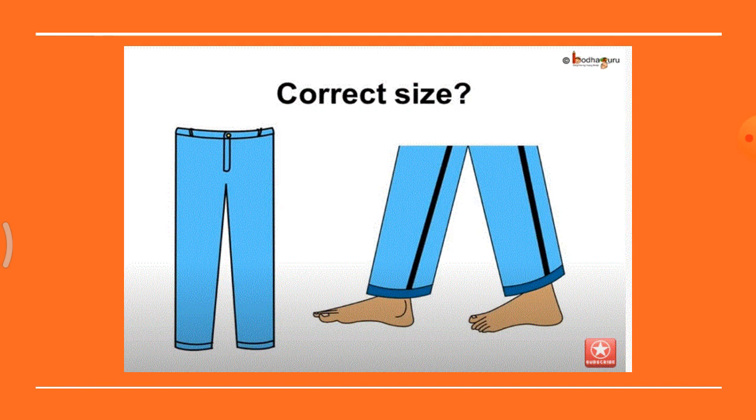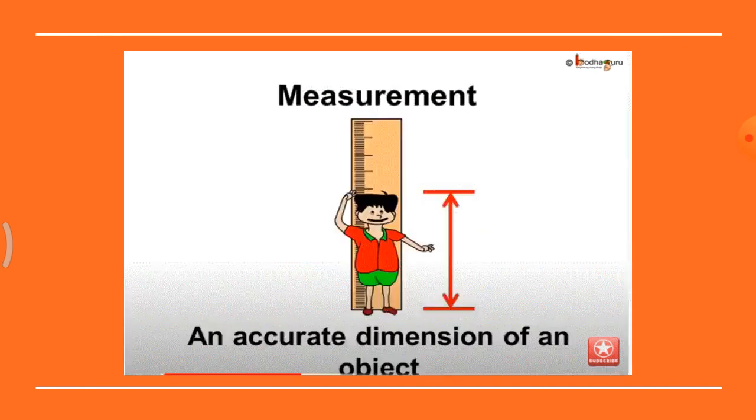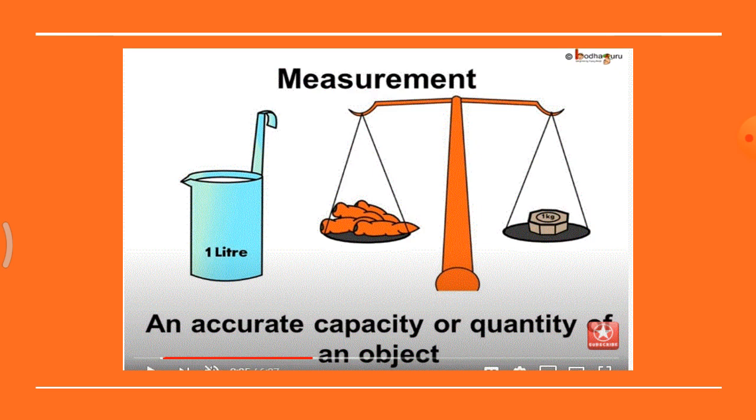Let us take another example. How do you verify the new pair of pants is of the correct length for you? That is, that it is of your exact size. For this, you measure your length, right? So, what is measurement? Measurement is nothing but comparing an unknown quantity with a known quantity. If you want to measure your length, you need an instrument like a measuring tape. By measuring, you will get accurate length, breadth, height, capacity, or even quantity of an object. Not just this, even the distance traveled or the duration taken can be measured.